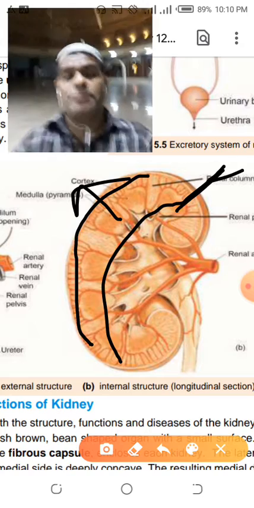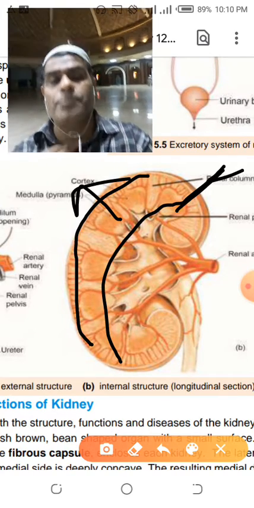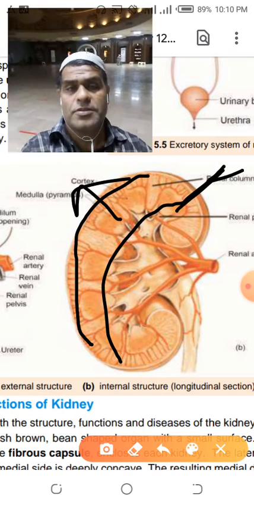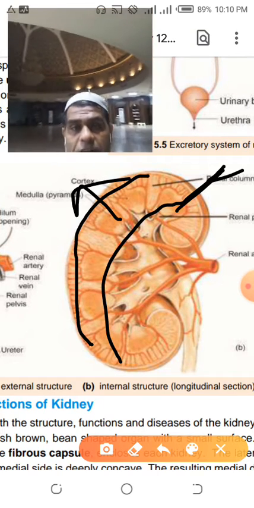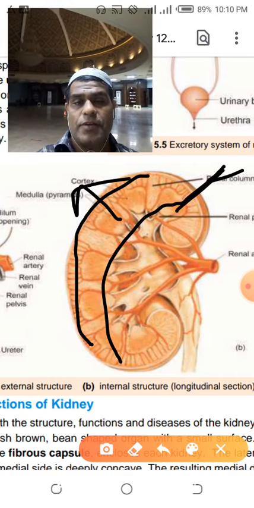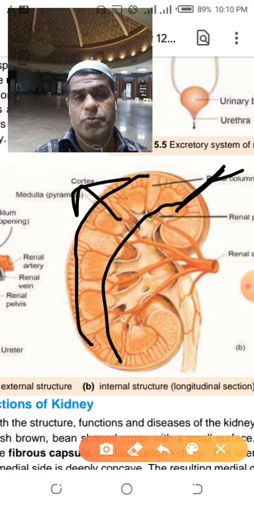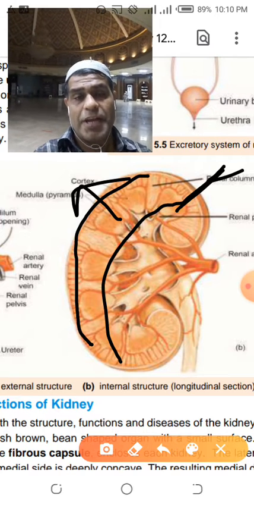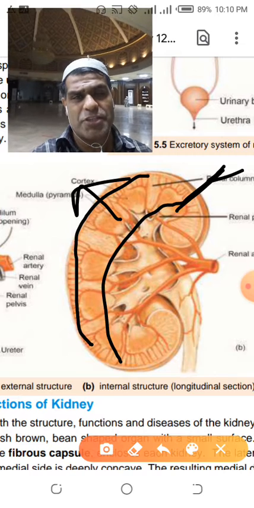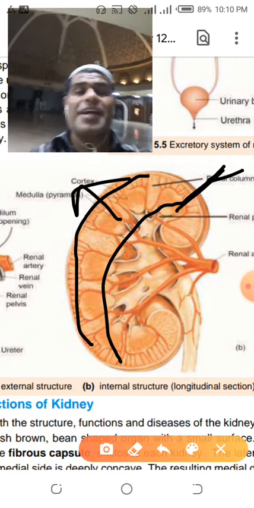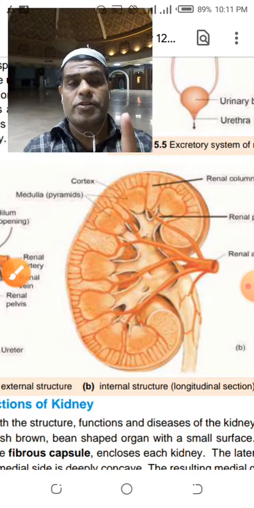Cortex and medulla both are important. Why are they important? Because they consist of nephrons, an important structure which is going to remove nitrogenous waste product from the body. That is the main part of the kidney which is going to remove the nitrogenous waste component from the body. The nephron structure I will teach you later on.